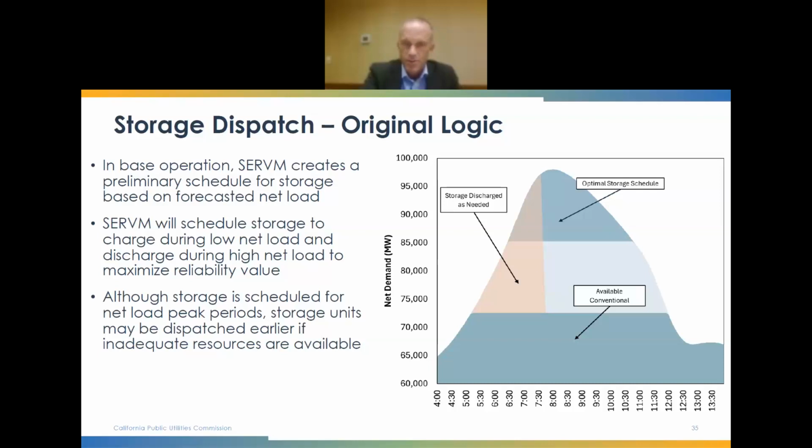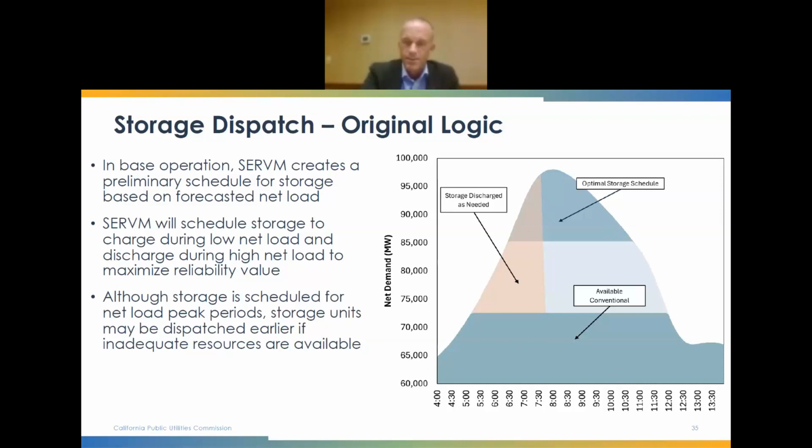So two different dispatch methodologies. The first is how it has historically been operated in Servum. We're mimicking the way that we would expect operations to work. You just don't have perfect visibility into what will happen in the future. So if I have enough resources, I will dispatch them to meet the load and just run until I exhaust the resource.